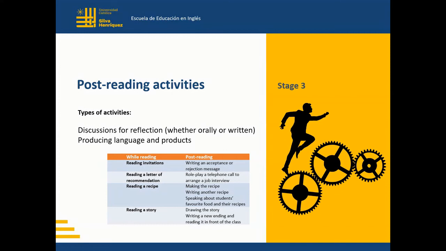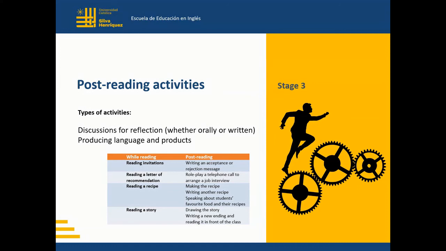Post-reading activities, types of activities. Discussions for reflections, whether orally or written, are to be allowed, but also producing language and products. On the left hand of this table, you see some while reading activities. For example, reading invitations, reading a letter of recommendation, reading a recipe, or reading a story. As post-reading activities, you can see their follow-up activities.